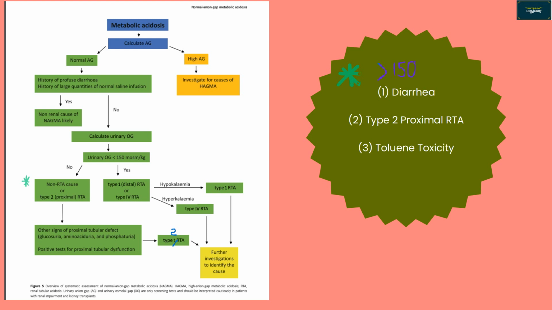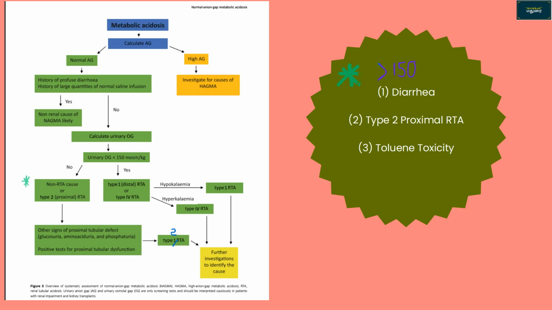Why does type 2 proximal RTA have a widened osmolar gap? Because type 2 proximal RTA is a defect in the PCT not being able to absorb the osmotically active products. So you have all those in the urine, and then you have the measured osmotic reading which picks them up, and then you have a widened osmolar gap.